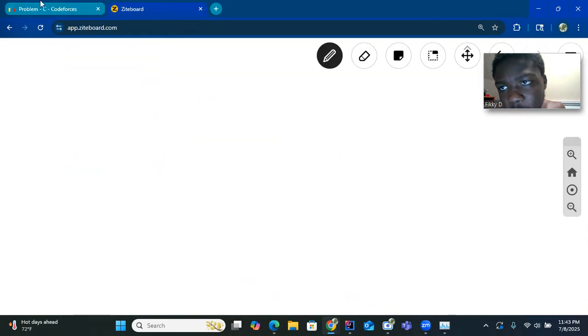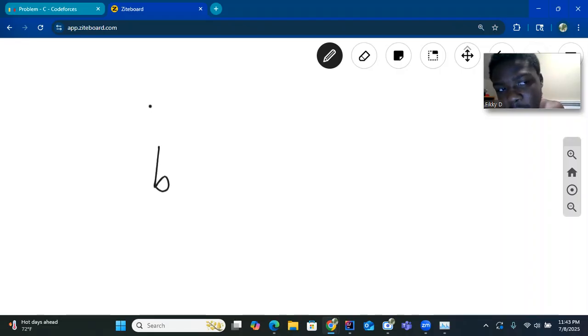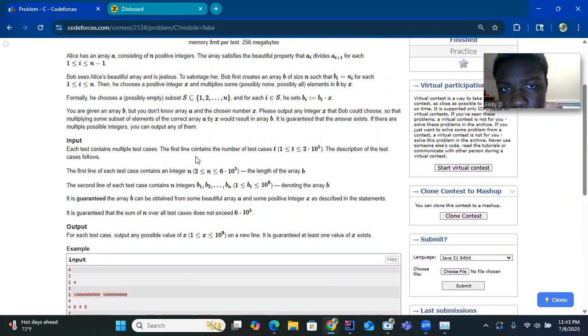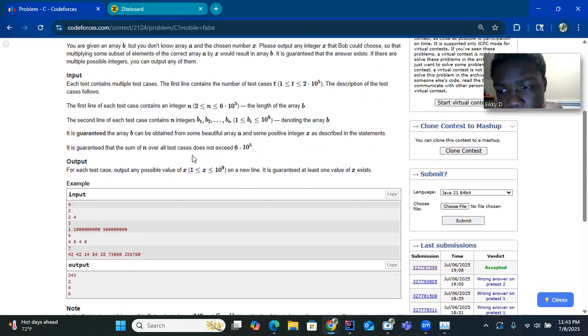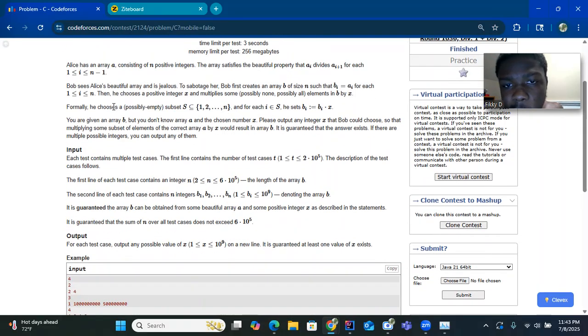But then the idea is that, given that we have b, which was just taking some subset of a and multiplying by x, and then restoring those values back, we need to figure out what the x was. Right, yeah. So the idea was this.